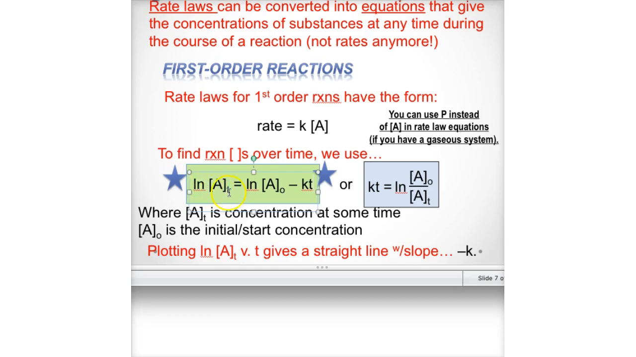Not y-intercept. This is the y part of a graph. Y equals, and then m is k, the slope, meaning it's a constant. X is time. And then the b, the y-intercept, would be this guy right here. So if you were to plot natural log of A with respect to time, it should give you a straight line with a negative slope. And if it is, then it's first order.